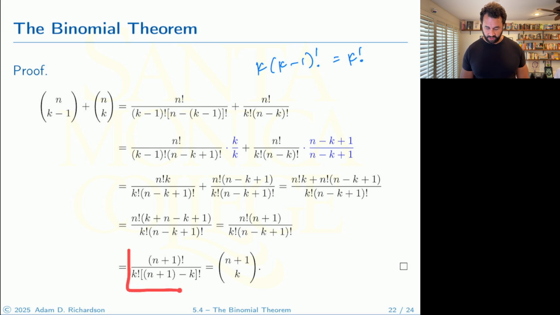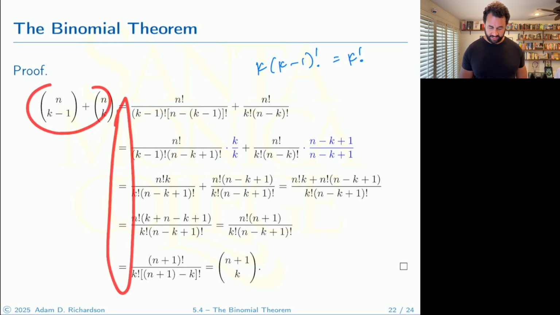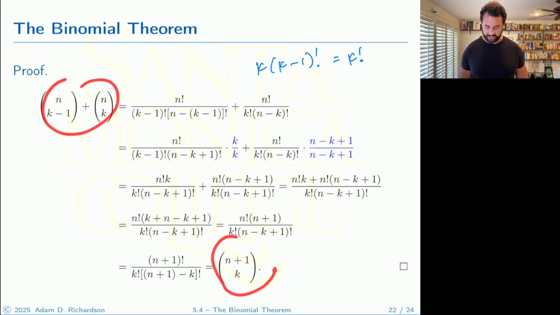And then if you look very carefully at this expression, it is in the form of n plus 1 choose k. N plus 1 factorial over k factorial times n plus 1 minus k factorial, which is n plus 1 choose k. There it is. So we've proven it. Here's our chain of equalities. We just proved that this is equal to this. So Pascal's triangle is indeed giving you the binomial coefficients in a binomial expansion.